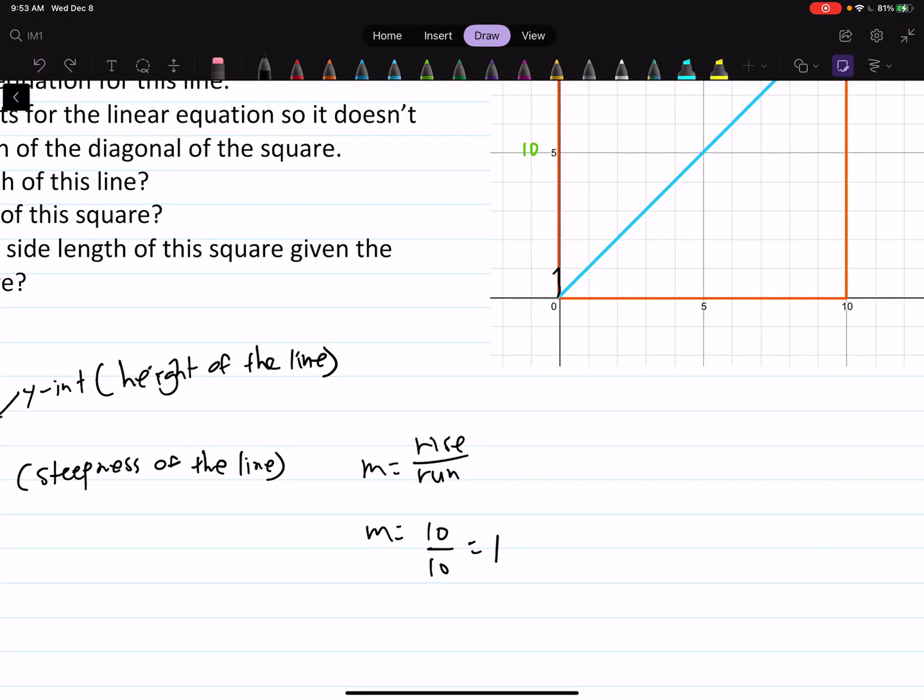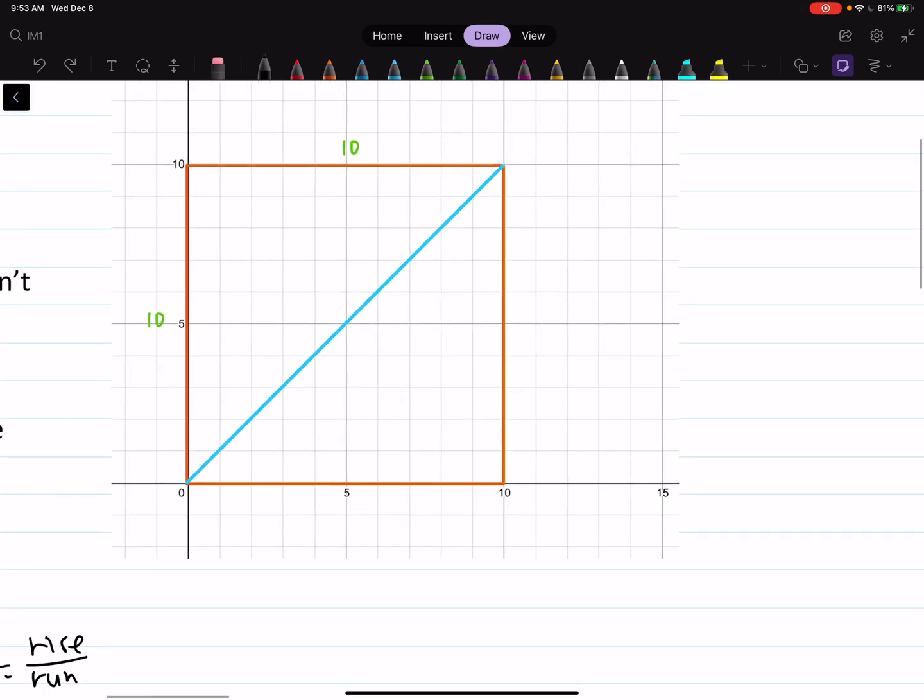The slope is always going to be the same. I can choose any 2 points on this line. I could choose this point and that point, and that'll still give me a slope of 1. So 3 over 3, right? 3 over 3 is going to be 1. So it doesn't matter which 2 points I choose. No matter what, I'm going to get the slope of 1, okay?